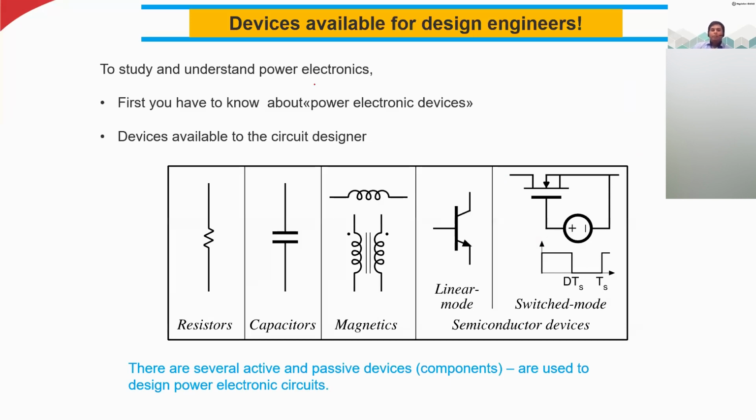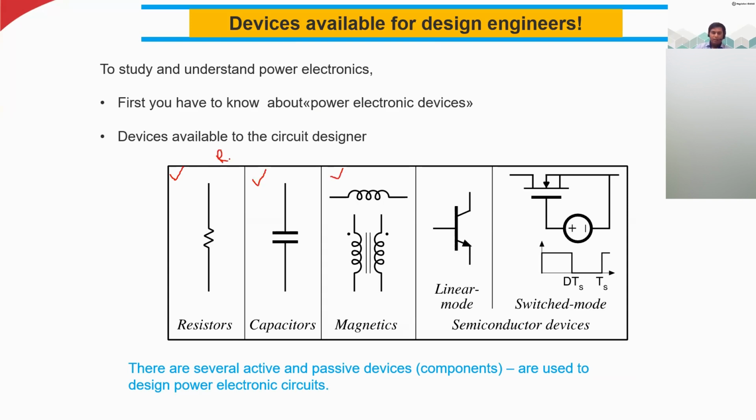So to study and understand power electronics, what are the devices available for design engineers? Maybe I got a job in one company as a power electronic design engineer. So what components can I use to design the power electronic circuits, to design the converter? There are so many devices available, like what you have studied in your analog electronics. We have resistors, capacitors, and inductors, right?